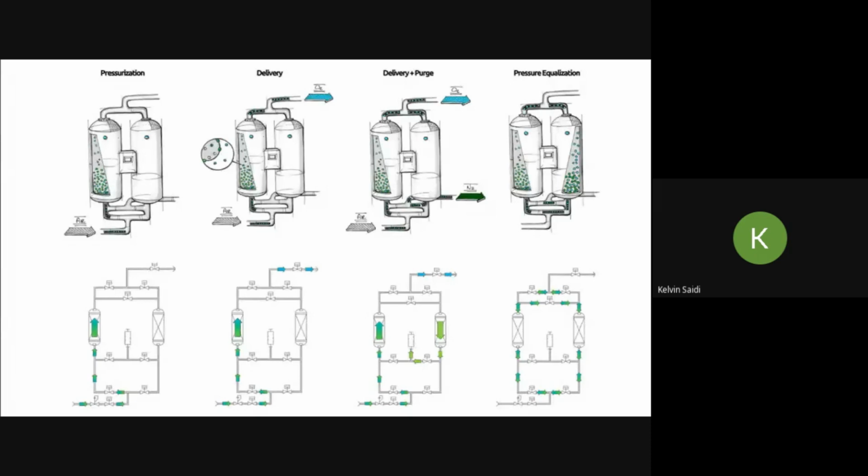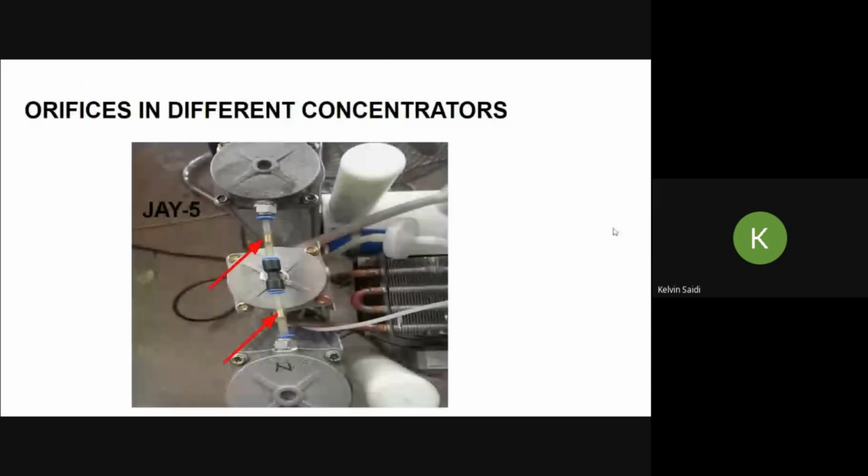But in oxygen concentrators, the orifice allows a small amount of oxygen to pass through to the other bed to help in the purging process. So the positioning of the orifice depends on the model of oxygen concentrator. Some oxygen concentrators have an orifice placed in the pipe connecting one sieve bed with the other, such as in the J5, while others have it in the pipe connecting the sieve bed and the equalization valve, such as in the AirSafe.